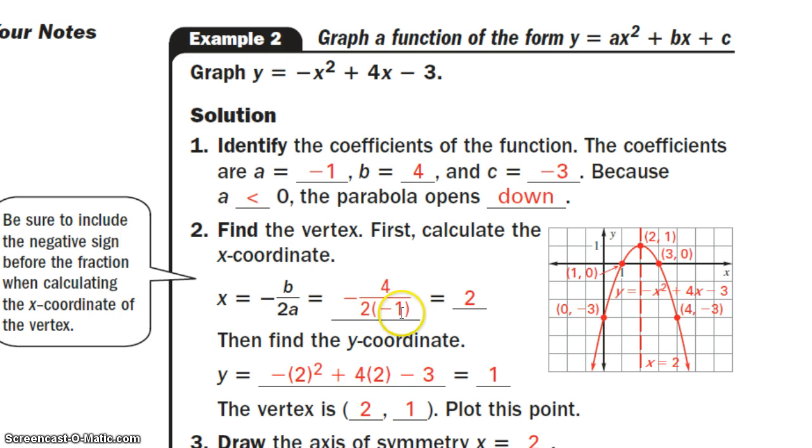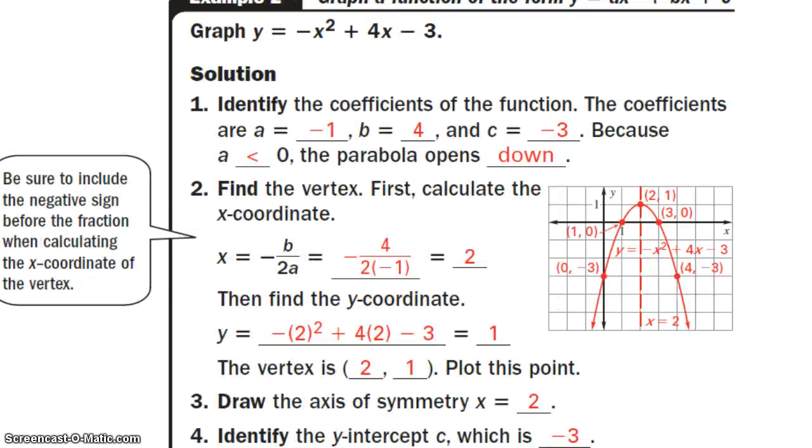And then a is negative 1. Do your math. 4 divided by negative 2 is negative 2. The negative out front makes it positive. So x equals 2. There you go. X equals 2 is your line of symmetry. You have to memorize this formula. It will not be given to you.